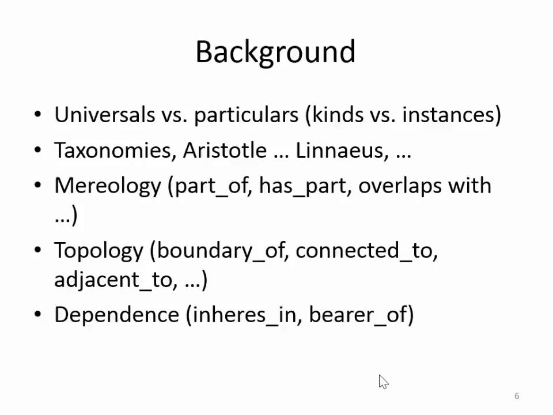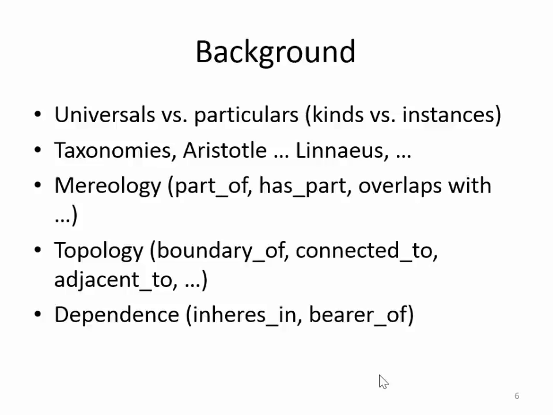history of the treatment of universals involved taxonomies of the sort that you find in Linnaean biology. And modern-day ontology is recognizably in the same tradition as old-fashioned taxonomies. But modern-day ontologies involve not just taxonomical relations, and the primary taxonomical relation is a subkind of. So mouse is a subkind of mammal. Mammal is a subkind of animal.